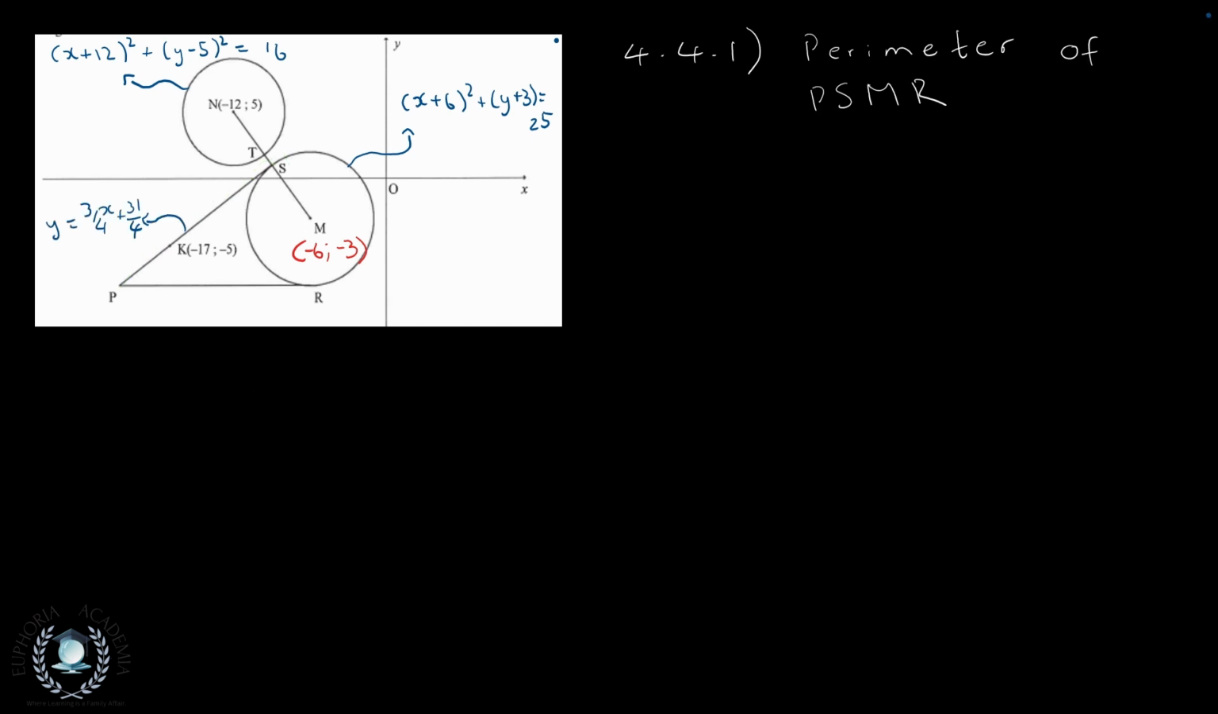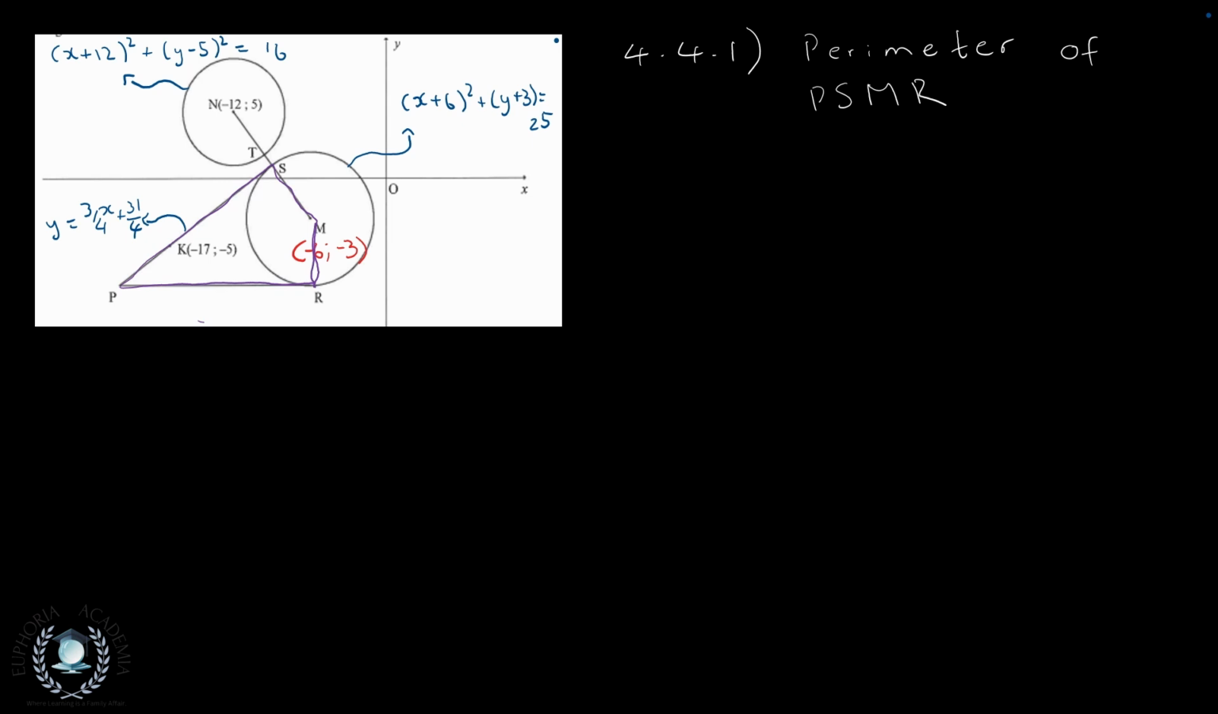Question 4.4.1, we're asked to find the perimeter of PSMR. At first, I would go looking for where PSMR is. There's P right there, and PSMR will be this purple line here. Apologies for the lack of straightness. So that quadrilateral right there.